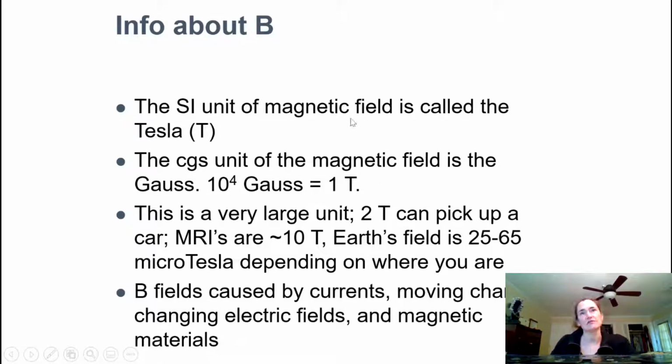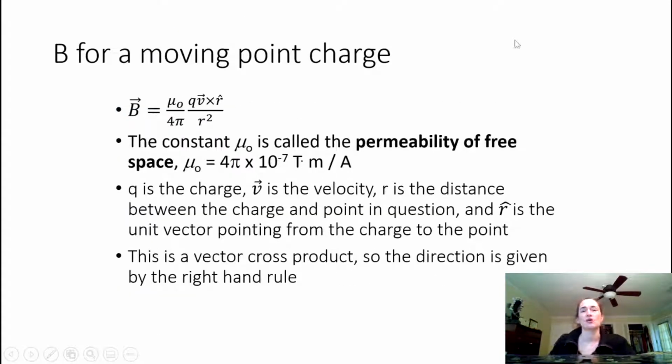So the SI unit of the magnetic field is called the Tesla, and the CGS unit is the Gauss. There's 10 to the 4th Gauss in a Tesla, sorry about that. And magnetic fields can be caused by currents, moving charges, changing electric fields, and magnetic materials. So we had a number of different ways of finding the magnetic field from sources. The first thing that we introduced, we did things a little out of order compared to your textbook, was the Biot-Savart law.